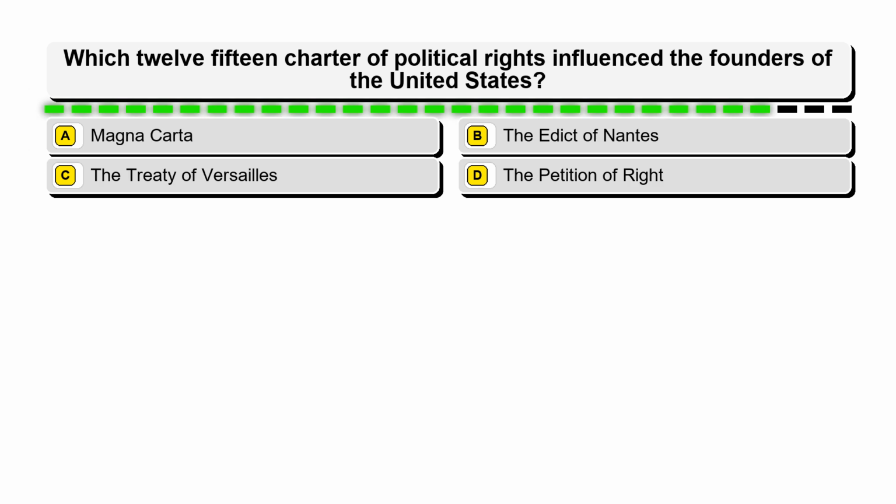Question 30. Which 1215 Charter of Political Rights influenced the founders of the United States? Option A, Magna Carta. Option B, the Edict of Nantes. Option C, the Treaty of Versailles. Option D, the Petition of Right.